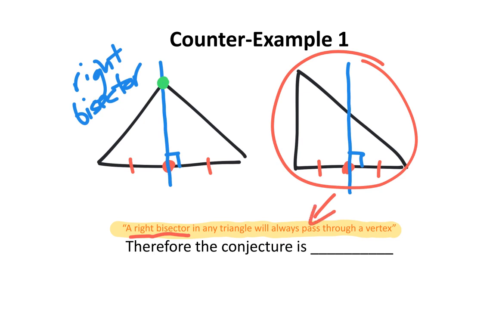Therefore, the conjecture is false. A right bisector in any triangle will not always pass through a vertex. It does sometimes, but not always.